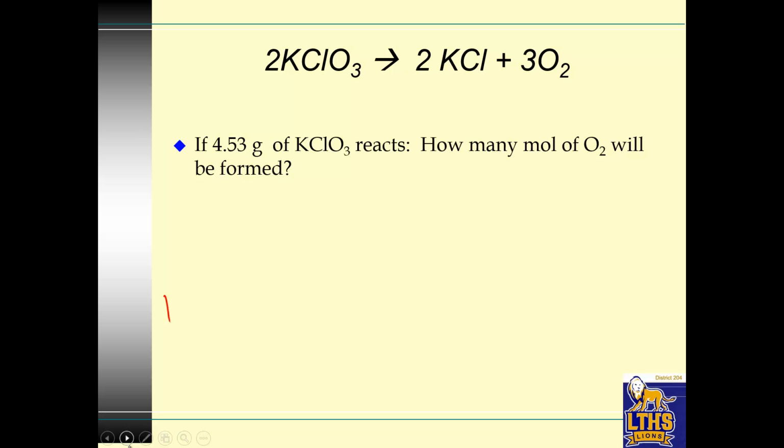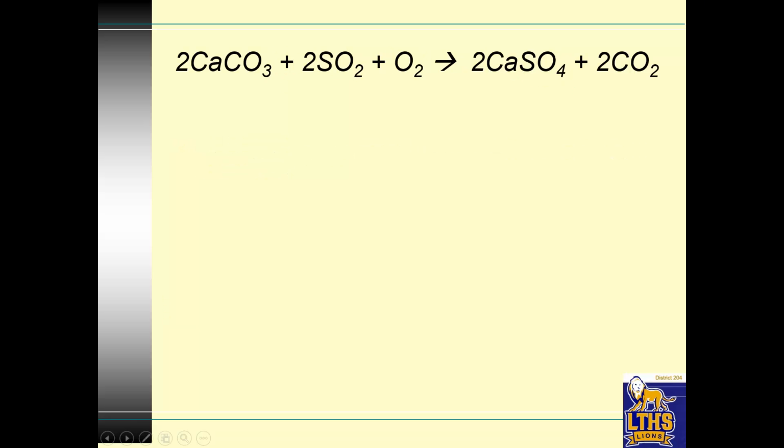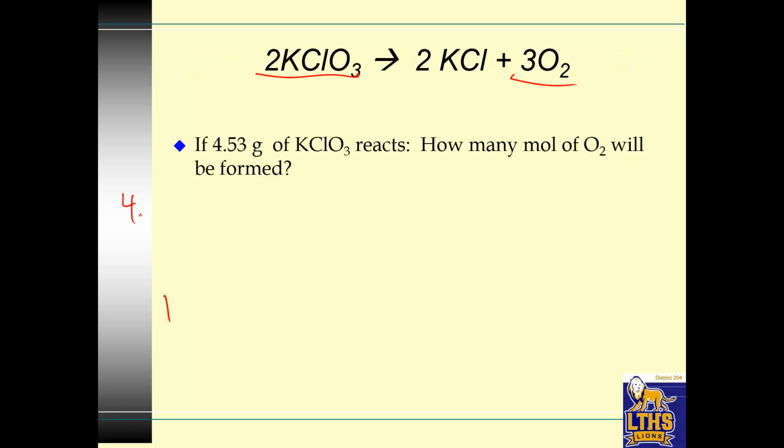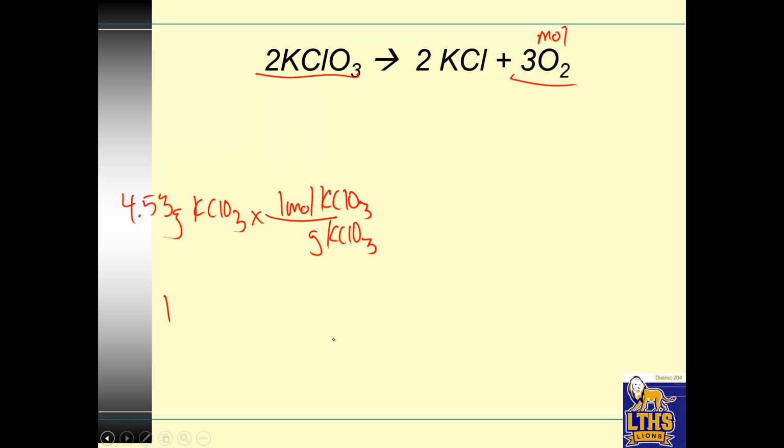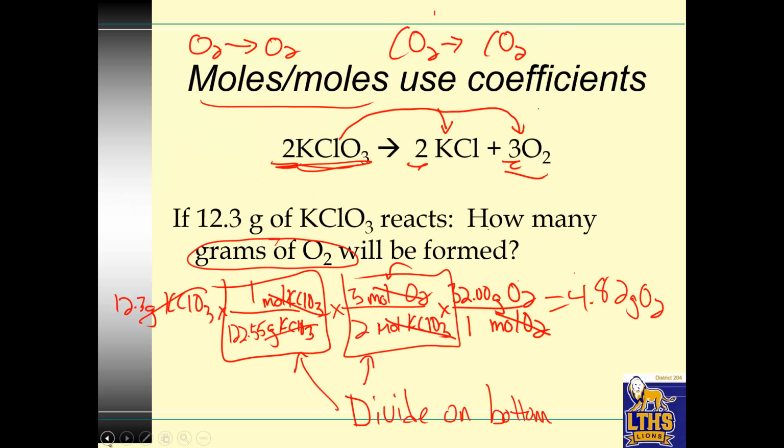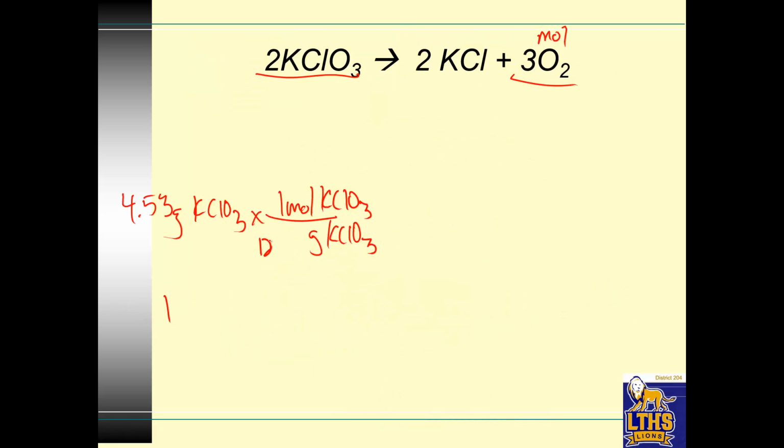All right. 4.53 grams of KClO3 react. How many moles of O2 will form? So 4.53 grams of KClO3. And this time I'm going to go to moles of O2. I hate you, grams of KClO3. Now what's a little bit better about this one is I already did the molar mass, so I don't have to add all that up again. I did it earlier, right? It's 122.55. So that's a nice thing about having it be the same problem.